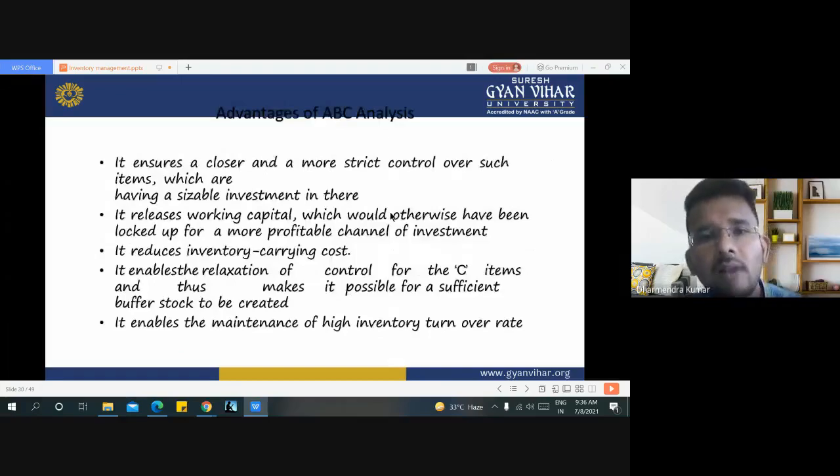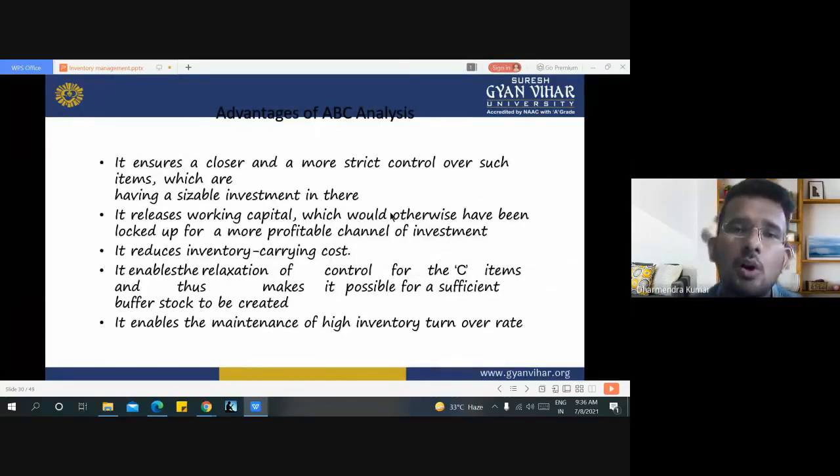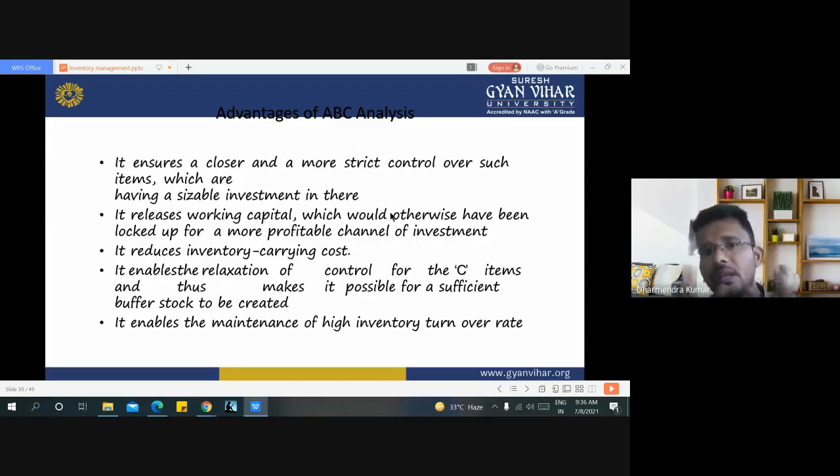Here are some advantages of ABC analysis. It ensures a closer and more strict control over such items which have a sizable investment in them. We can also say that the advantage of ABC analysis is that we distinguish the product according to the total cost of inventory invested, and also it relates to the total number of components.